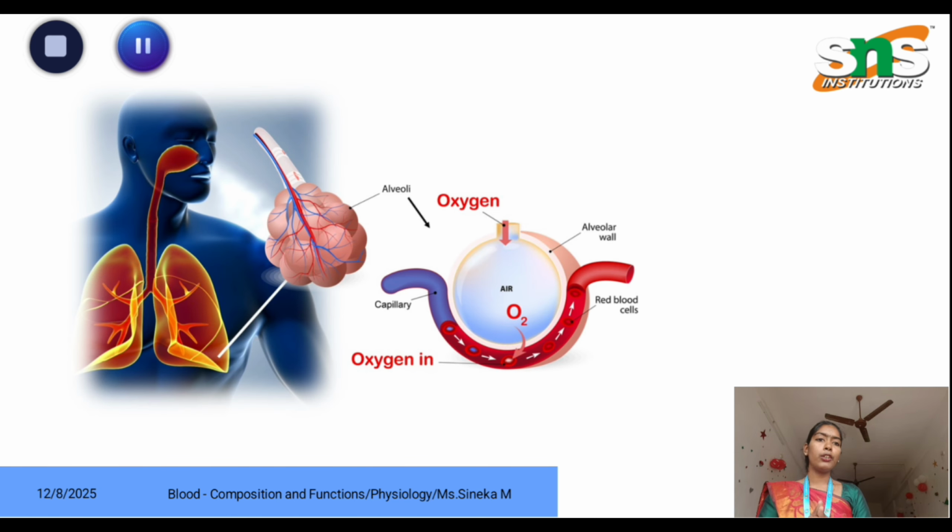Here is the image of gas transportation. From the lungs, our blood transports oxygen to the tissues throughout the body. From the tissues, it removes carbon dioxide, a waste product, and carries it to the lungs for exhalation.